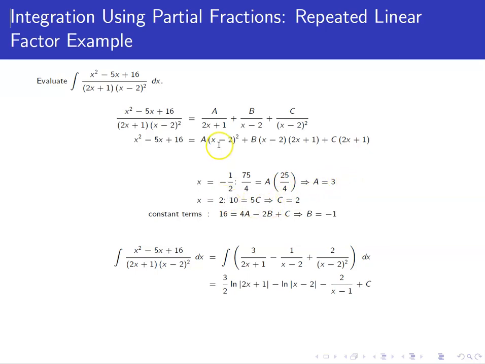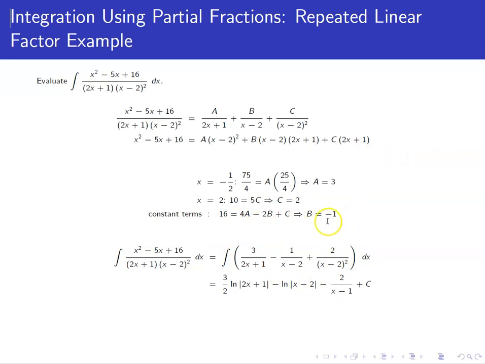Put in x equal to 2, we'll knock out the a and b terms. You get the equation 10 equals 5c, or c equals 2. We still need another equation to figure out what b needs to be. And we don't have any more quote-unquote good numbers to plug in because we've already plugged in what makes those factors 0. So let's try equating certain terms.